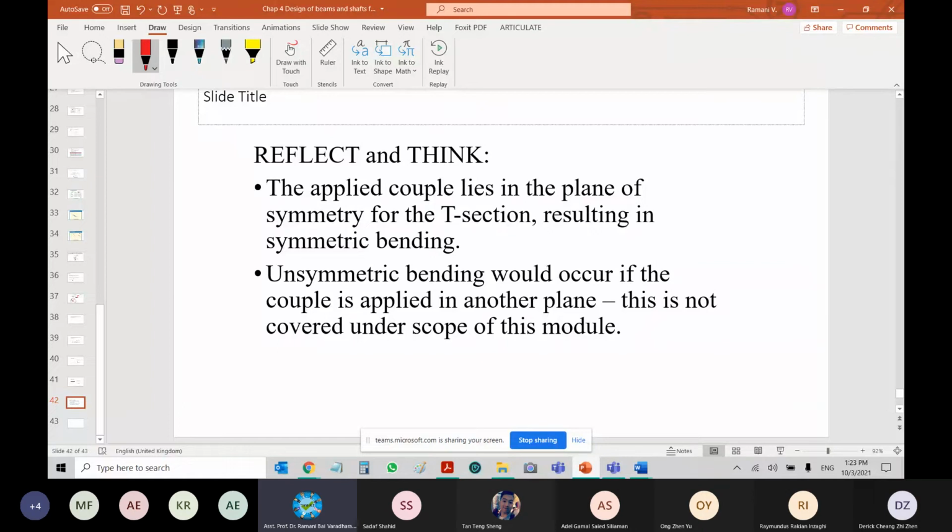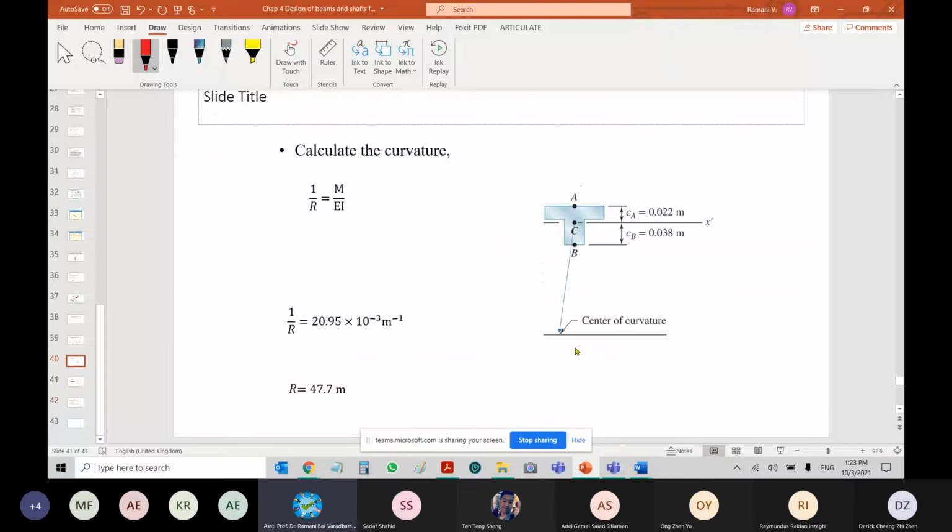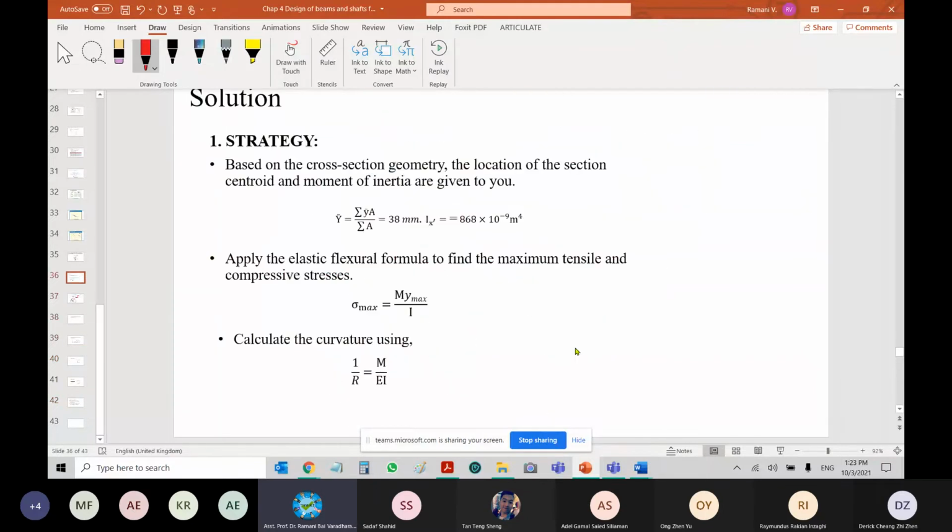The applied couple lies in the plane of symmetry for the section, resulting in symmetric bending. Unsymmetric bending would occur if the couple is applied in another plane. This is not covered under the scope of this module. So you're only seeing the good diagram there.